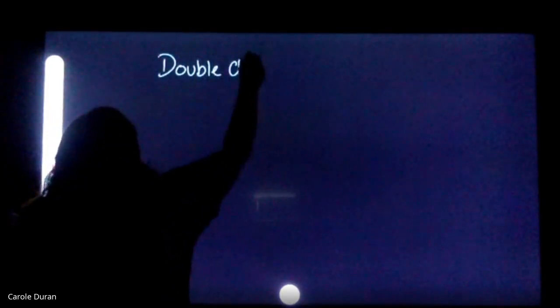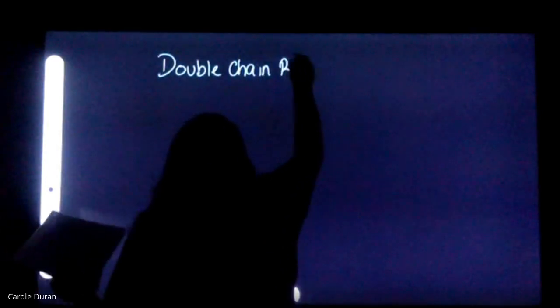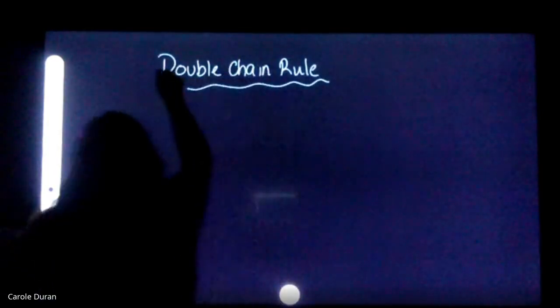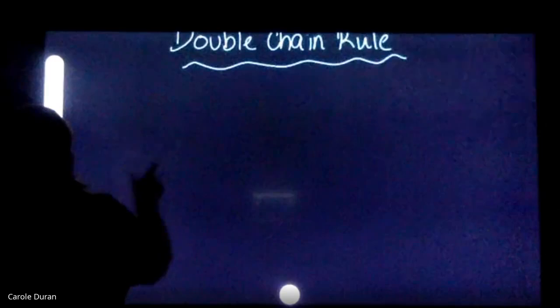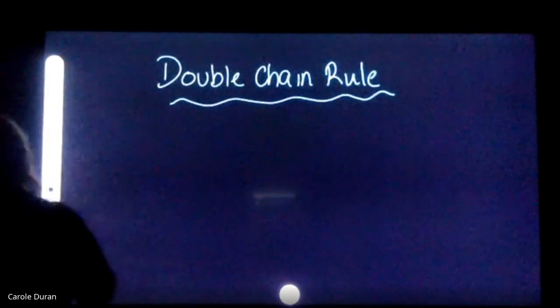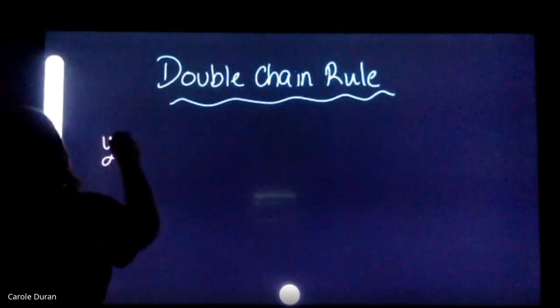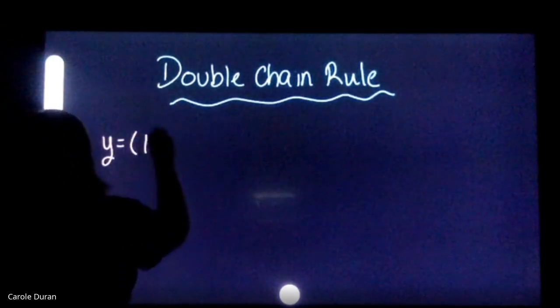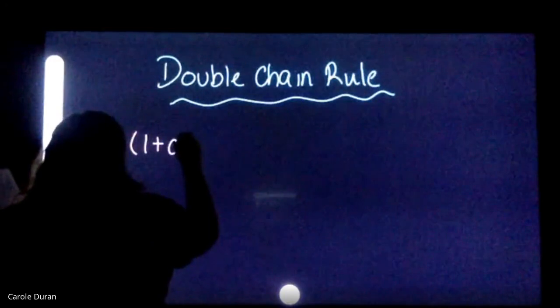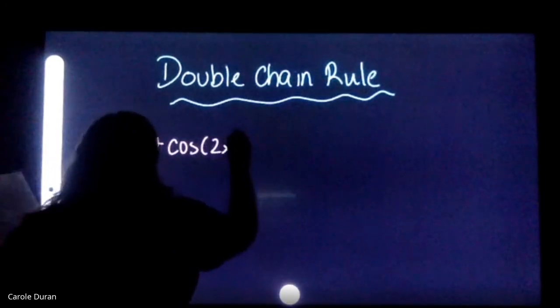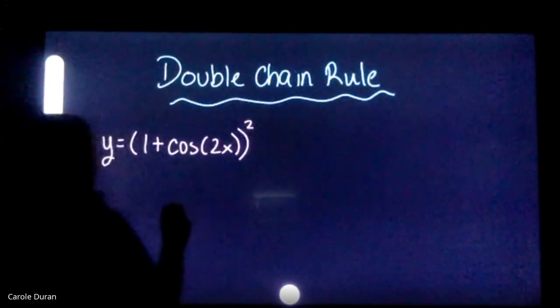So we're still using the chain rule notes from before. We're just going to go ahead and work through the last few examples that I had up there. I'm just going to call this double chain rule because that's what it is. So the first example was y equals (1 plus cosine of 2x) all squared.